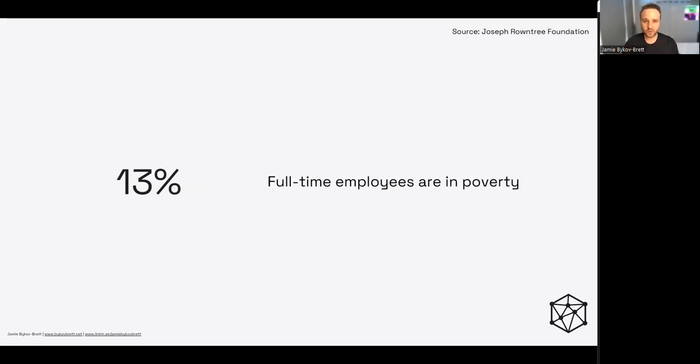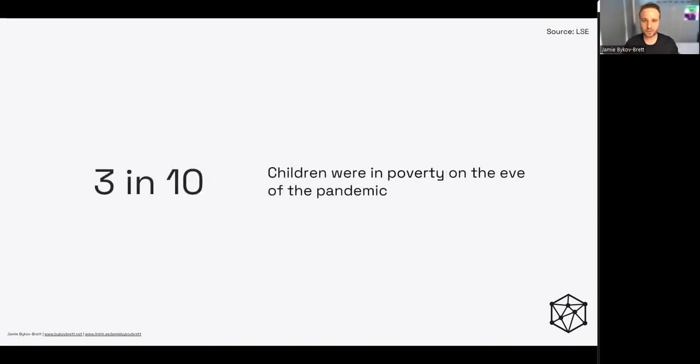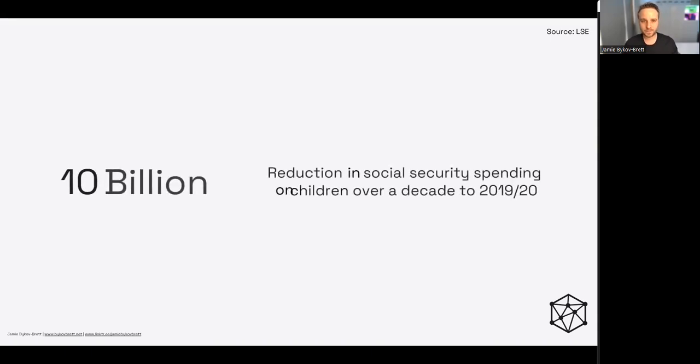13% of full-time employees are in poverty. That's over a tenth of the full-time working population. 3 in 10 children were in poverty on the eve of the pandemic. There has been a £10 billion reduction in social security spending on children over the last decade from 2019 to 2020, which is when that statistic is from.